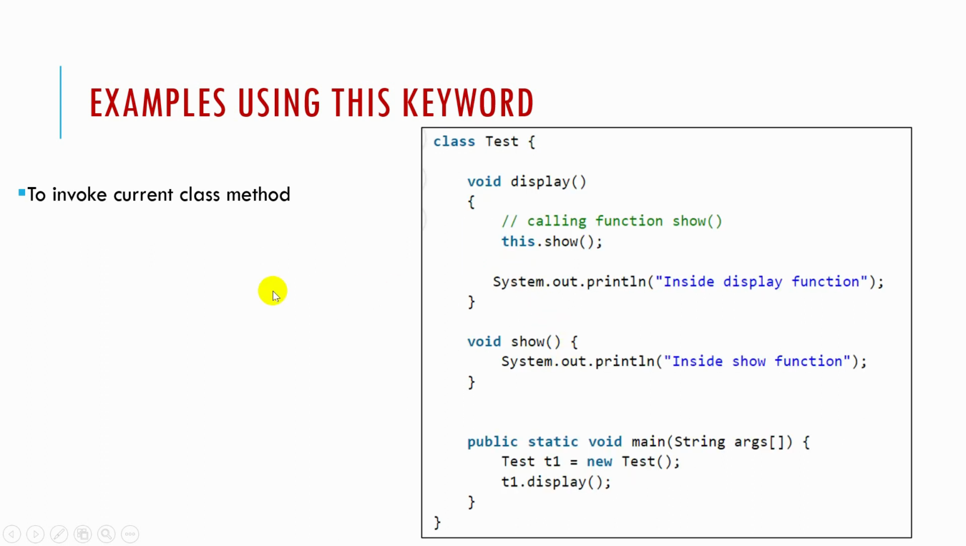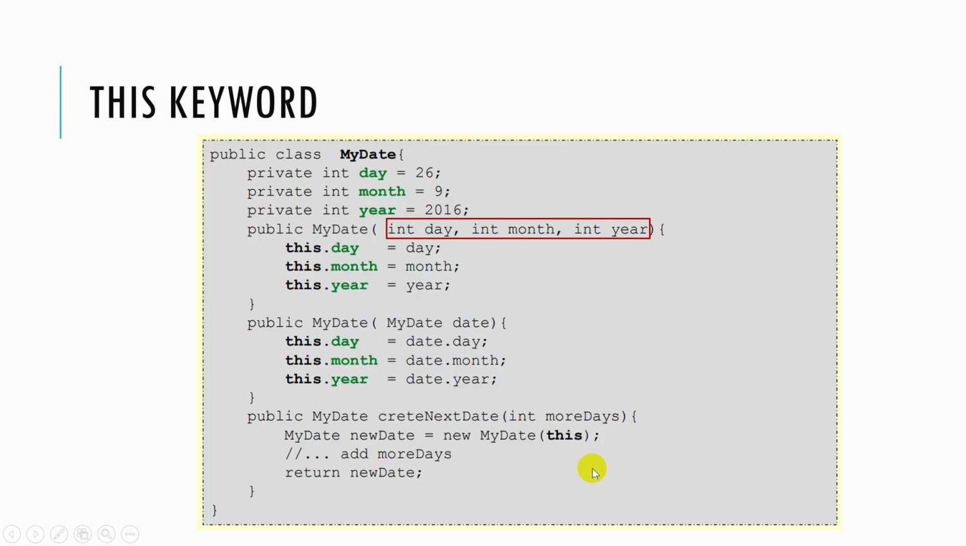Another use is to call the current class method. For example, we have the function display, which invokes another function, show, here. Based on the programming concept, we write code from the top to the bottom. So the function display does not know the function show yet. So you call the class itself, this.show, so we can access the method inside this class. Okay, so you can test this out.